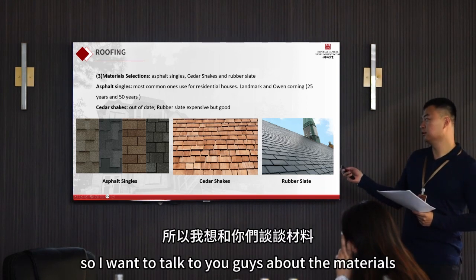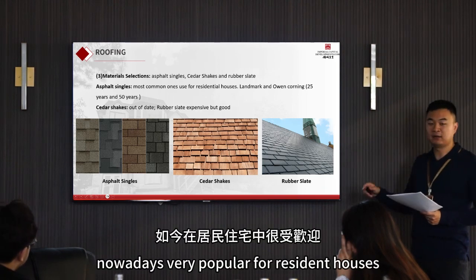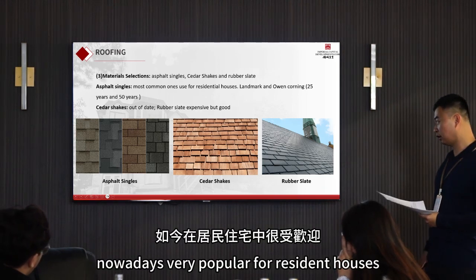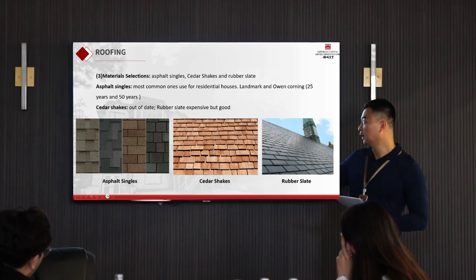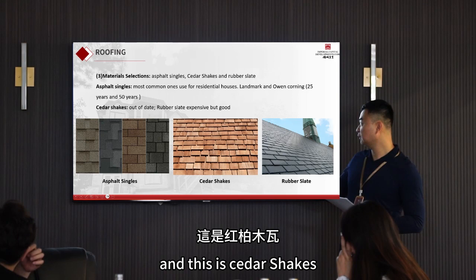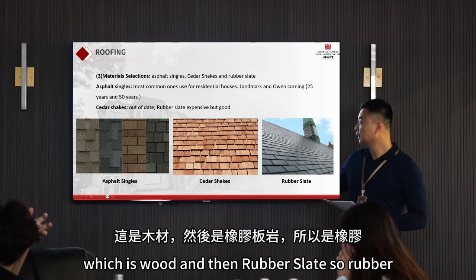So I want to talk to you guys about the materials nowadays, very popular for residential houses. So there's asphalt shingles. These are most commonly used. And this is cedar shakes, which is wood, and then rubber slate.